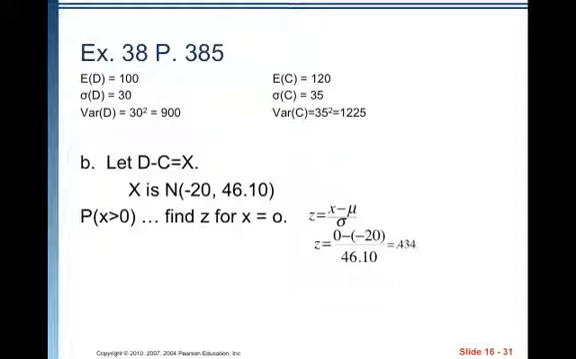So let D minus C equals X. X is normal with a mean of negative 20 and a standard deviation of 46.10. We just figured that out. So the probability that X is greater than 0, we need to find the Z value, and then we need to find the normal probability for it. So if Z equals X minus mu over sigma, Z is going to equal 0 minus negative 20 over 46.10, which is going to be approximately 0.434. So we want to know the probability that Z is greater than 0.434, which gives us 0.332.